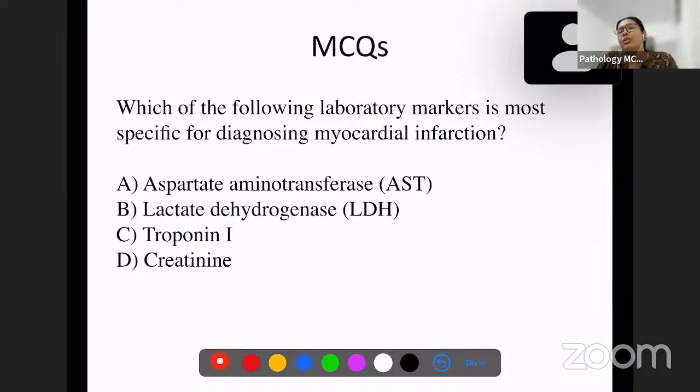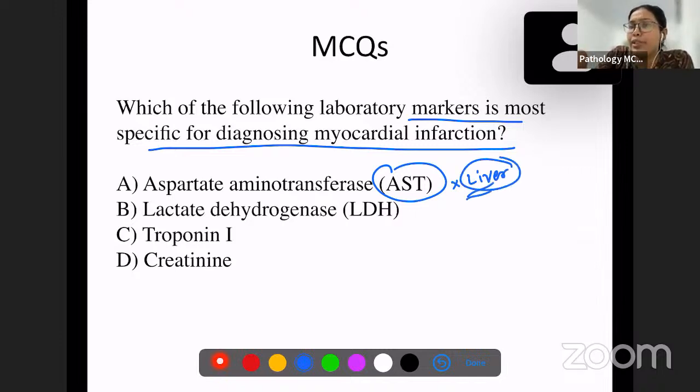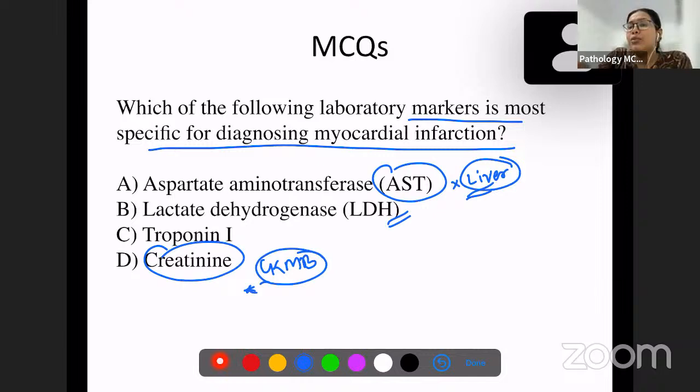So now we are going to discuss a few multiple choice questions in this topic. First one: which of the following laboratory markers is more specific for diagnosis? As I already discussed, AST is not very specific because it's also an enzyme produced by the liver. LDH, a bunch of tissues can produce. Creatine kinase also, even though CKMB is specific, it can mimic other tissues like CK from skeletal muscle. So the answer here is troponin I.